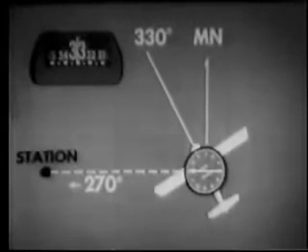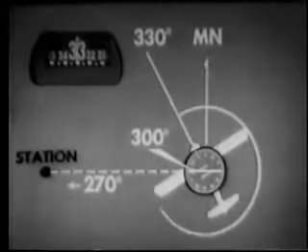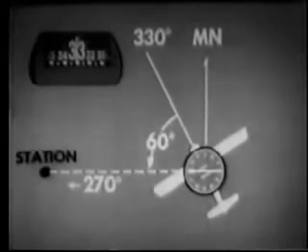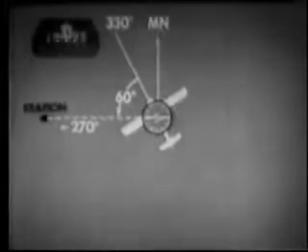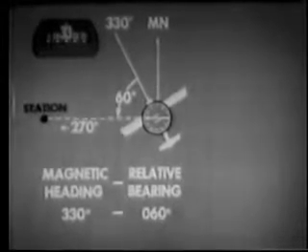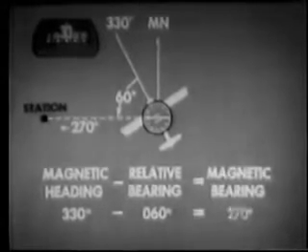In a case of this type, instead of visualizing that the station is 300 degrees to the right of the nose, it is easier to say it is 60 degrees to the left of the nose. And by subtracting the 60 degrees from our heading of 330 degrees, we determine the direction to the station, 270 degrees.